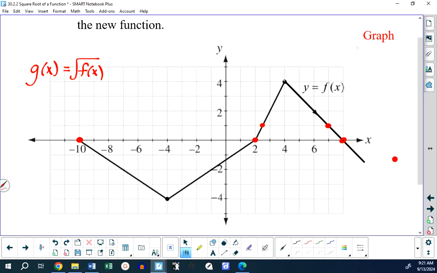Now, what will the rest of the graph look like? We need to pick some points to get a flavor for what's going on here. The y coordinate at this point is 4. So we take the square root of 4 and that gives us 2. Now, you need to be careful about what you're going to draw here. Well, I guess maybe you don't. You should know that from 2 to 4, the graph will look something like that.